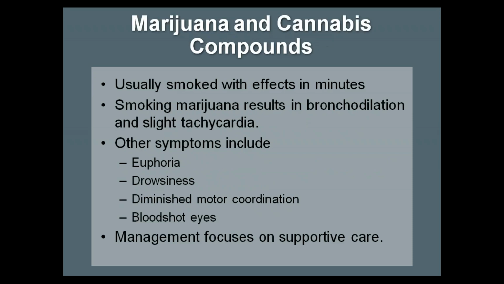Marijuana, cannabis. So usually smoked with effects in minutes. Smoking marijuana results in bronchodilation and slight tachycardia. Other symptoms: euphoria, drowsiness, diminished motor coordination, and bloodshot eyes. Management focuses on supportive care.